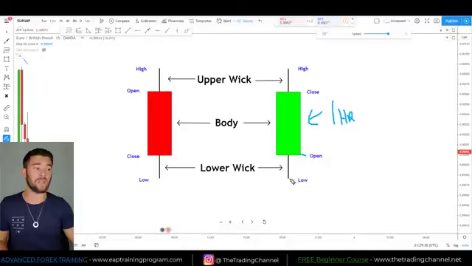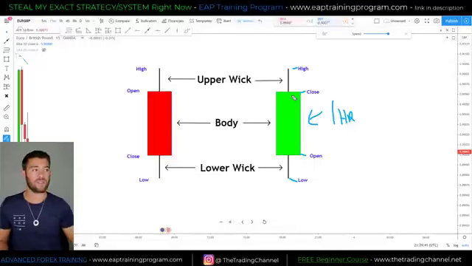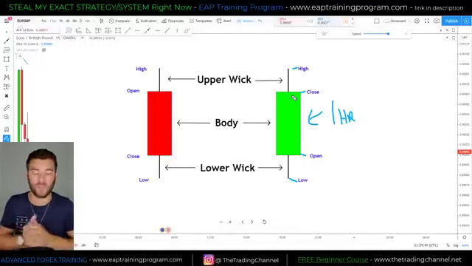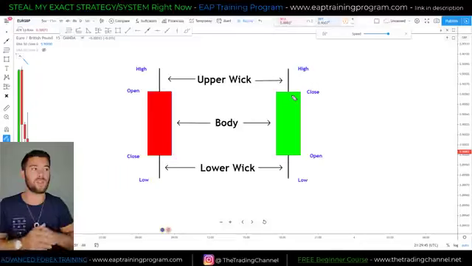The price went down to a low at the low of the wick. The price went up to a high at the high of the wick, and by the end of that 60-minute period, the close of the price is the top of the body of that candle. So that is a green candlestick, and hopefully that was enough for you to understand what a green candlestick represents.